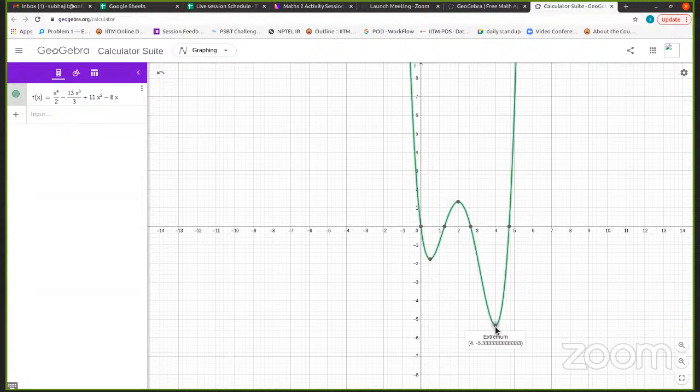And does any global maxima exist? No, sir. The graph is increasing after x equal to 4 and goes to infinity, so there is no global maxima. Sir, can I ask a question? Yeah, sure. For global minima and maxima, we need to know the graph, right? Otherwise, we'll not be able to tell.